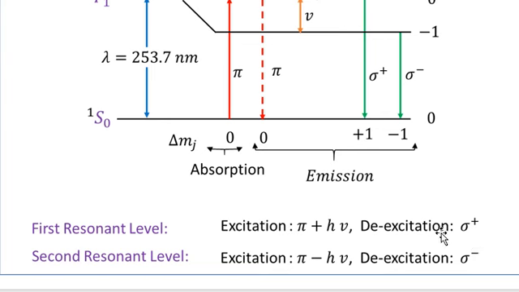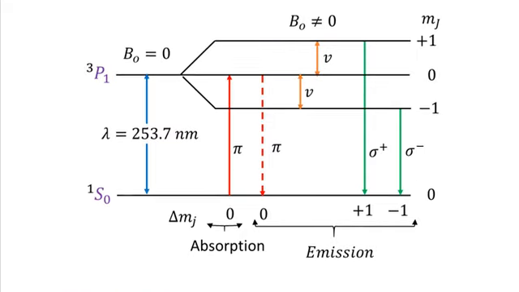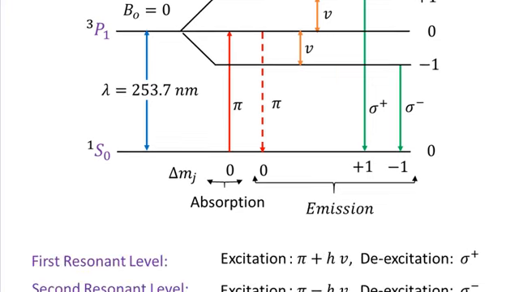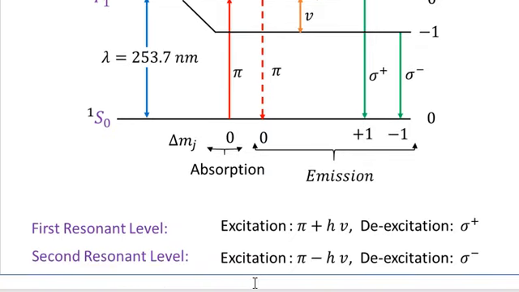So this is the first level of resonance. Resonance means that the level Mj plus 1 is excited and the Mj plus 1 level is de-excited. So here Mj plus 1 is the resonant level. Now I am going to consider Mj is equal to minus 1 as the resonant level.